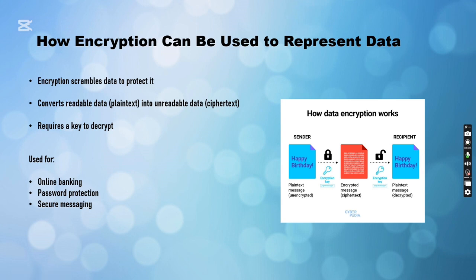How encryption can be used to represent data. Encryption scrambles data to protect it. Converts readable data, plain text, into unreadable data, ciphertext. Requires a key to decrypt. Used for online banking, password protection, secure messaging.